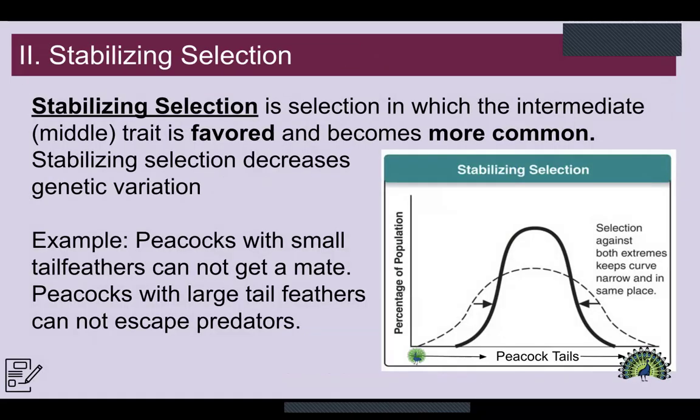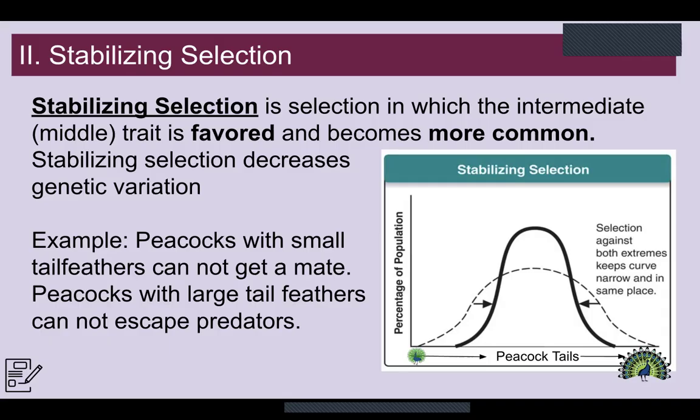Our fourth slide of notes is about stabilizing selection. Stabilizing selection is selection in which the intermediate or the middle trait is favored and becomes more common. Stabilizing selection decreases genetic variation. And the classic example of stabilizing selection is peacocks.